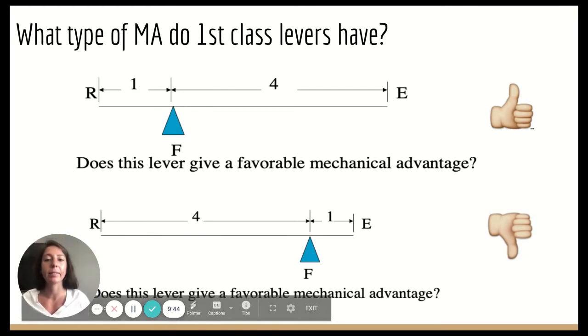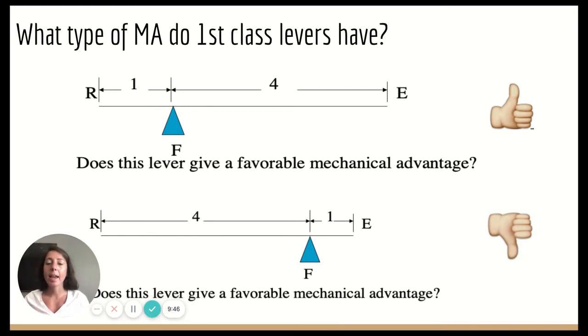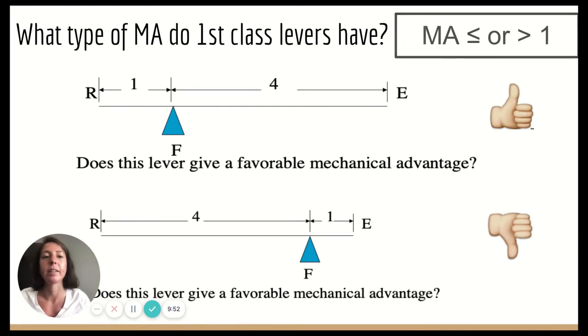So you can see both of these are first class levers. Therefore, if we're looking at a lever, and it has a mechanical advantage, or maybe it doesn't, it could still be a first class lever. In other words, first class levers could have a mechanical advantage, or maybe they don't. It could go either way. So you definitely want to write that down. First class levers can be less than 1 or greater than 1 in terms of their mechanical advantage.